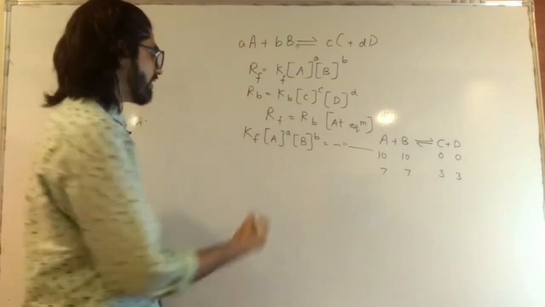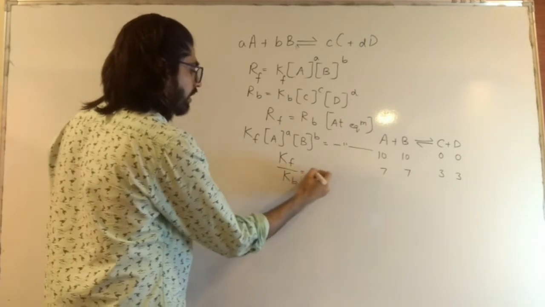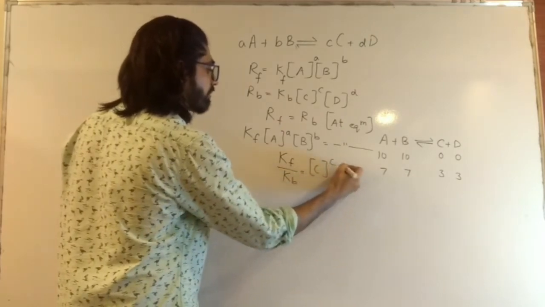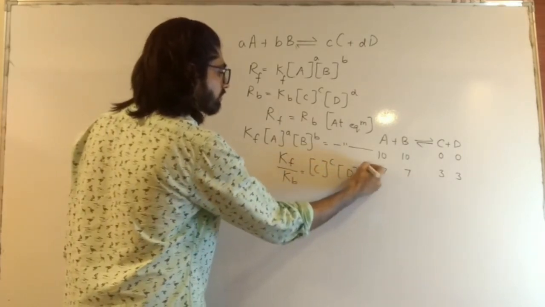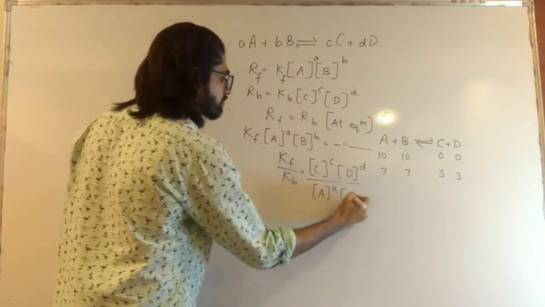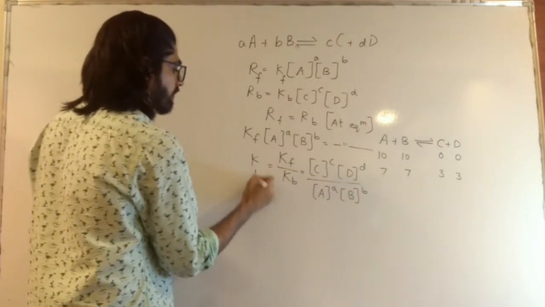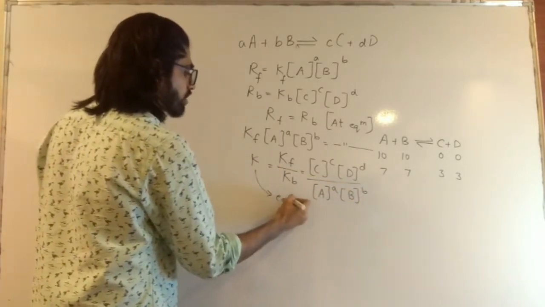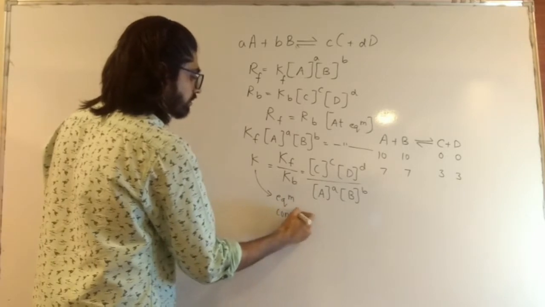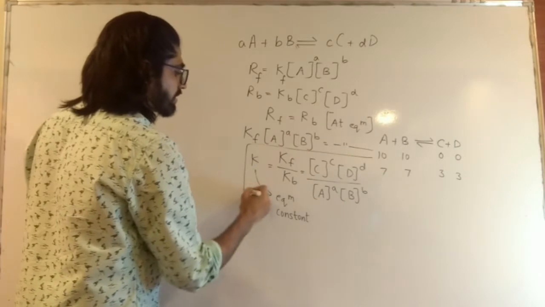Take that kb on the left, you will have kf upon kb equal to [C]^c [D]^d divided by [A]^a into [B]^b, and we call this term K. K is called the equilibrium constant for a reaction. Now this is where the concept ends.